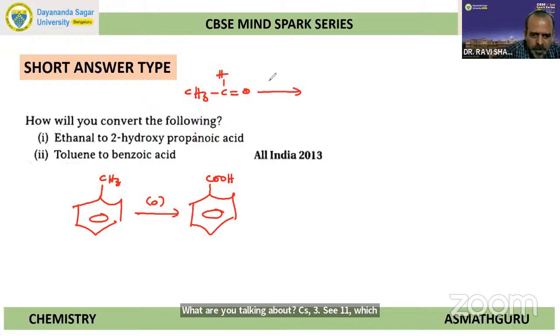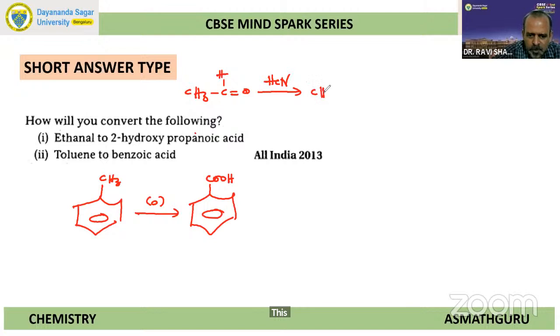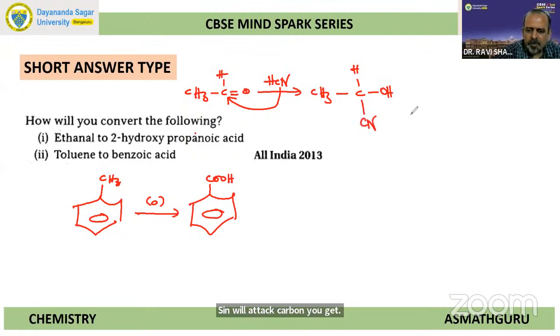This you treat with HCN. I told you, nucleophilic addition reaction. What will happen? CN will attack the carbon. You get CH3CHOH with CN here. Then what you do? Subject it to H2O, hydrolysis. Then the cyanide bond will break.